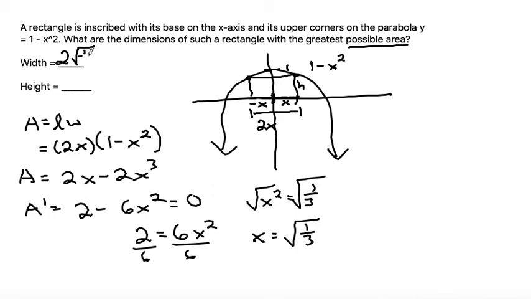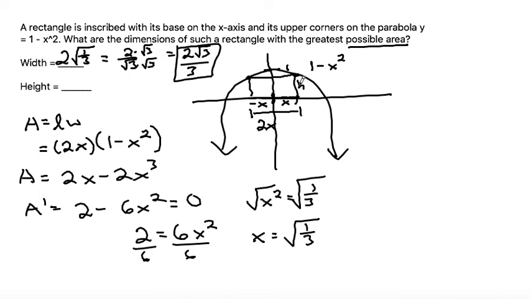So the width of the rectangle would be 2 times that, which would be 2 times the square root of 1 over 3, or another way to write that, because the square root of 1 is just 1, would be 2 over square root 3, and to rationalize that, we need to multiply top and bottom by square root 3 to make 2 root 3 over 3 would be the width.